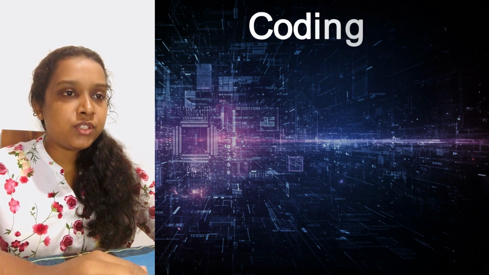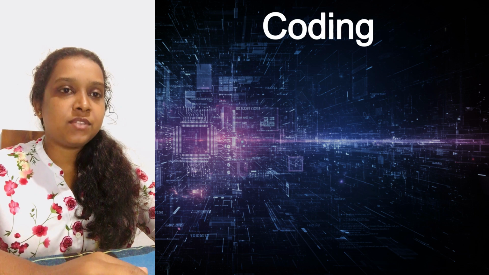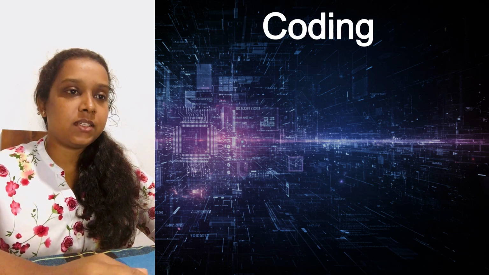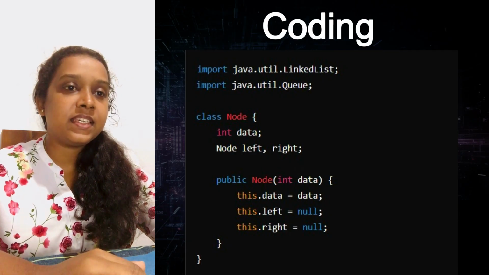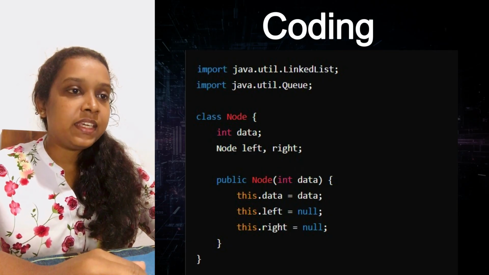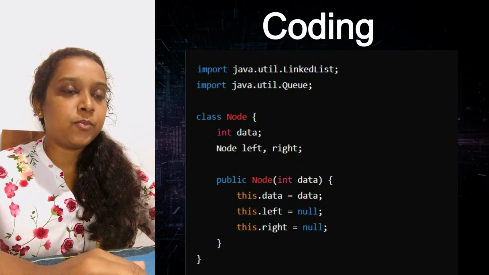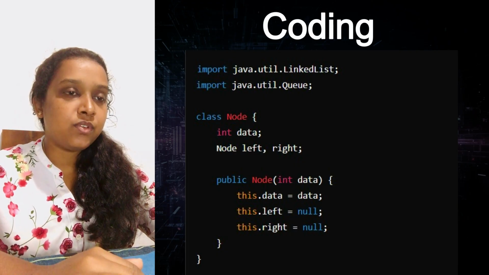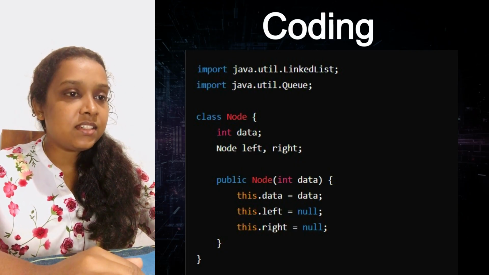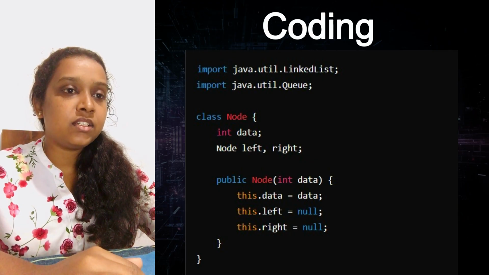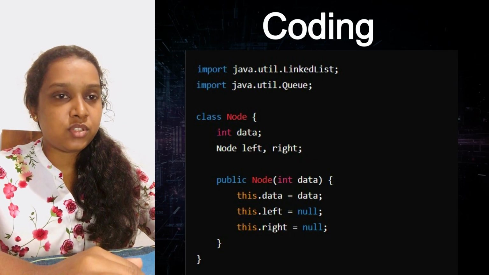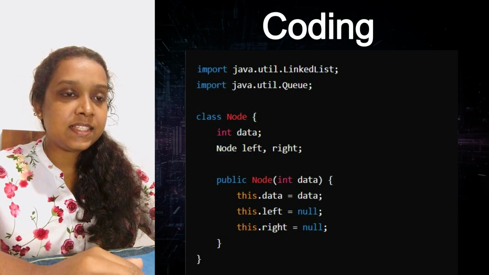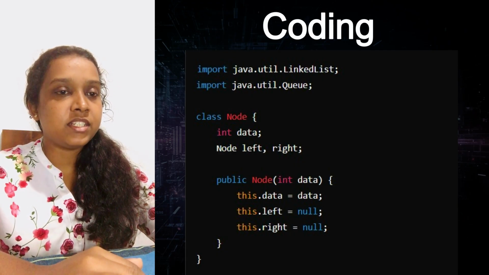Now, let me walk you through this Java program that checks whether a binary tree is complete. I start by defining a node class to represent each element in the binary tree. Each node consists of three components: an integer value called data, a left child, and a right child. In the constructor, I initialize the node with a given value and set both child references to null. This allows me to easily create new nodes when building the tree.